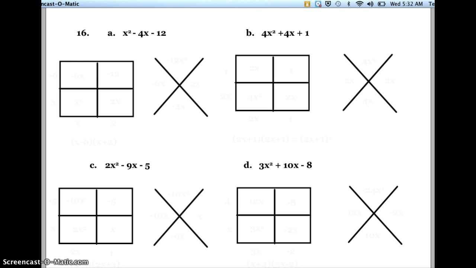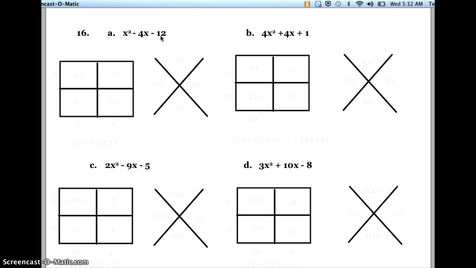So here we go. Number 16a. This video is just going to explain how to do number 16, and you're going to go through all four cases and make sure that you did them the same way that I've done them. So the first one, 16a, I want to factor x squared minus 4x minus 12. Right now it's written as a sum. I've got to write it as a product.